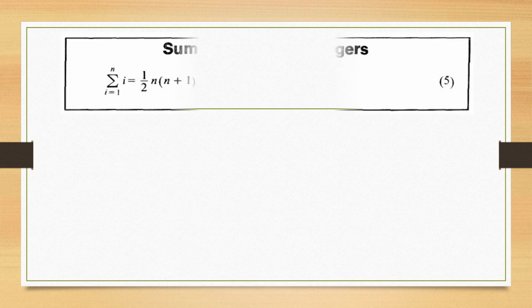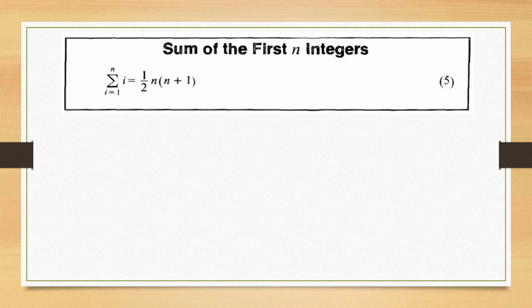Let's find the sum of the first n integers. We see that the sum of i where i varies from 1 to n is equal to n into n plus 1 divided by 2, half of the product of n and n plus 1. Let's try to prove this result.